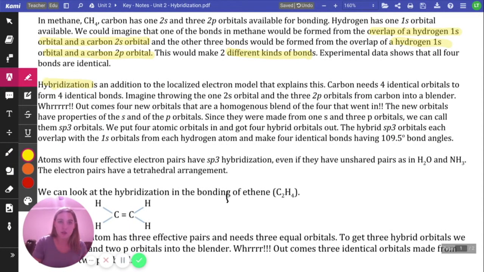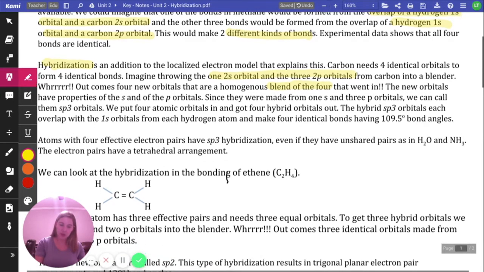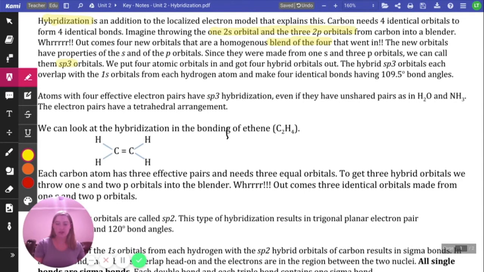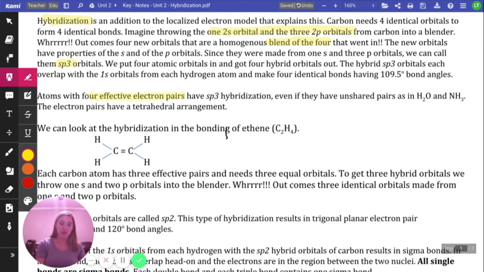I just drew it for you, and I'm going to go through what it says here in your notes. We have the 2s orbital and the 3 2p orbitals. Throw them into a blender, and out come 4 new orbitals that are a blend of the 4 that went in. They have properties of the s and the p orbital, and we call them sp3 because they're made from 1 s and 3 p's. Then it talks through what the bond is going to look like. Any atom that has 4 effective electron pairs is going to have sp3 hybridization, even if they have unshared pairs.